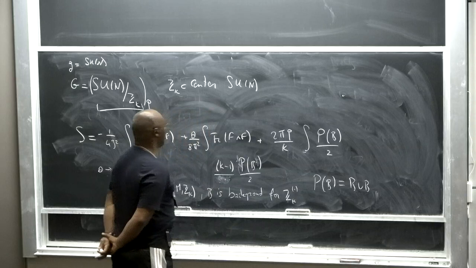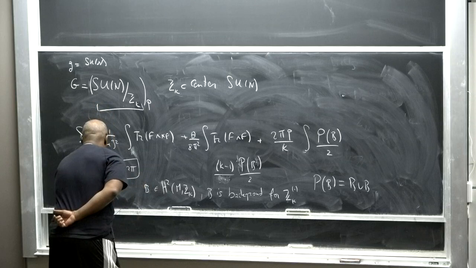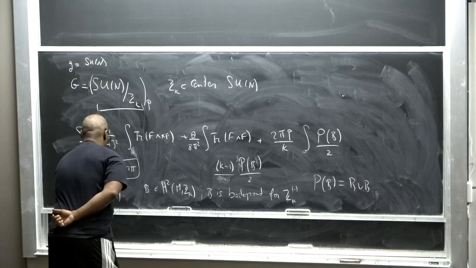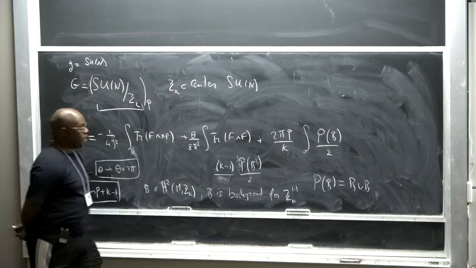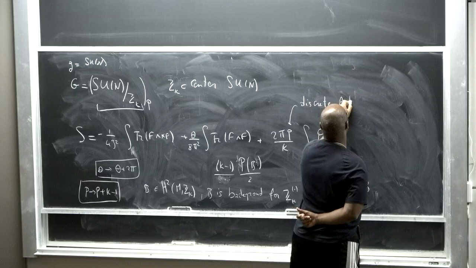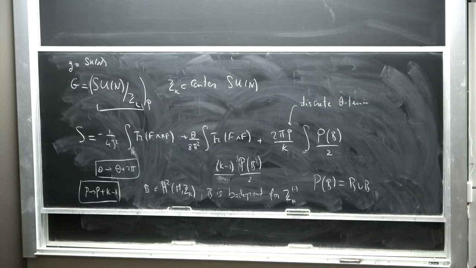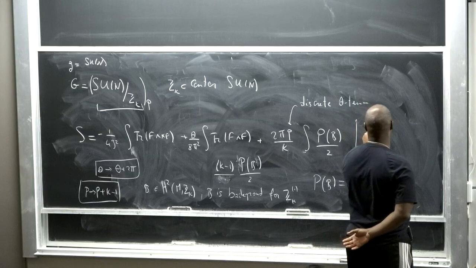So now, shifting theta by 2 pi becomes a symmetry where you pair it with a shift where p goes to p plus k minus 1. This is actually the consistent thing you can do. This additional data is called a discrete theta term, which exists in Yang-Mills theory when I gauge this. Okay? So the choices for p: p is going to be an element 0, 1, all the way to k minus 1.